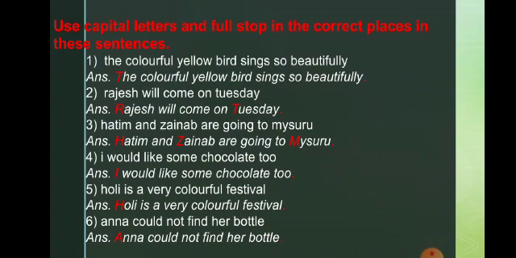Third, Hatim and Zainab are going to Mysuru. Here H and Z will be capital because it is a name of a person, and Mysuru, M will be capital because it is a name of a place, and at the end we'll put full stop.